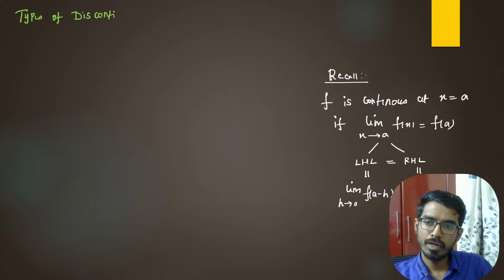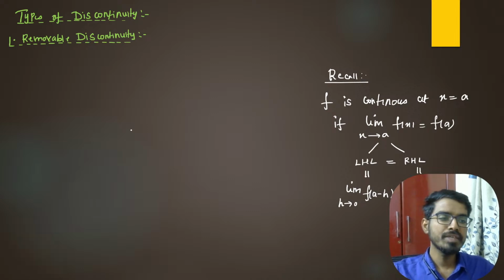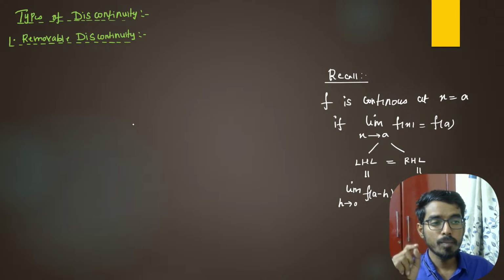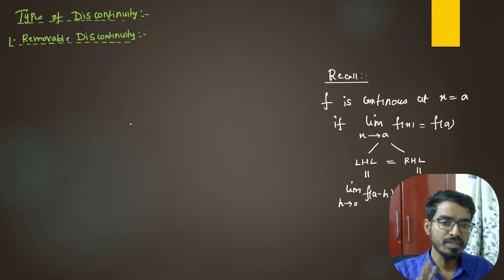Types of discontinuity. The first one is called removable discontinuity. When I say that at a point A it has removable discontinuity, it means something very simple: the limiting value exists, the function value exists, but they are not equal. Then we say that at A it is discontinuous, but I'm going to call that type of discontinuity removable discontinuity.